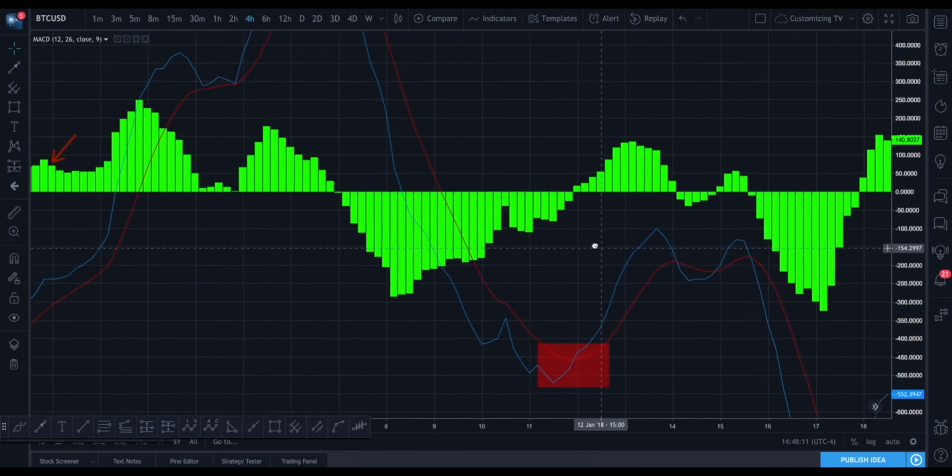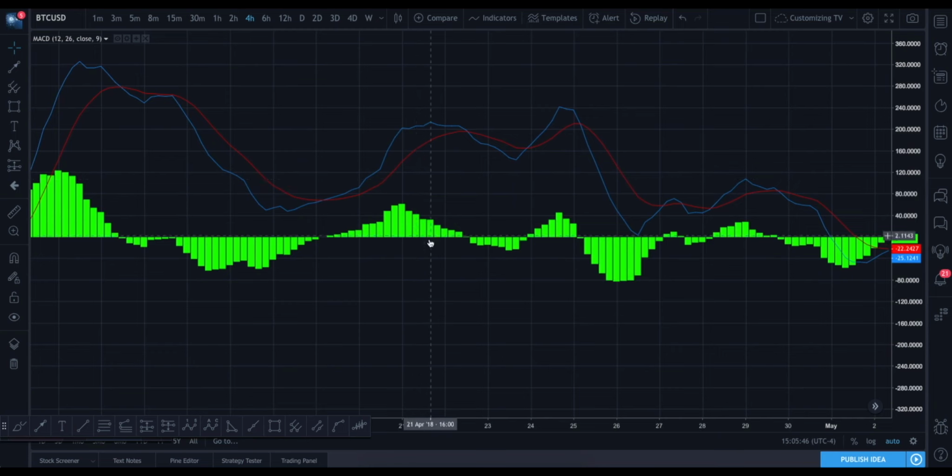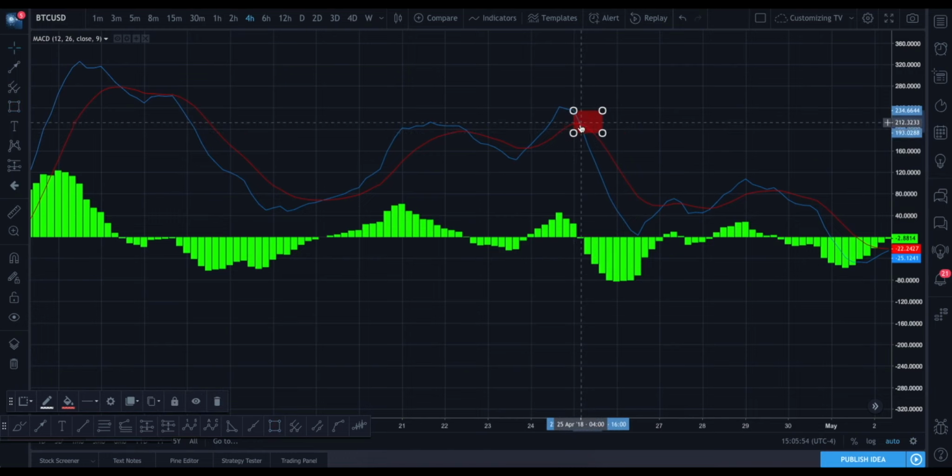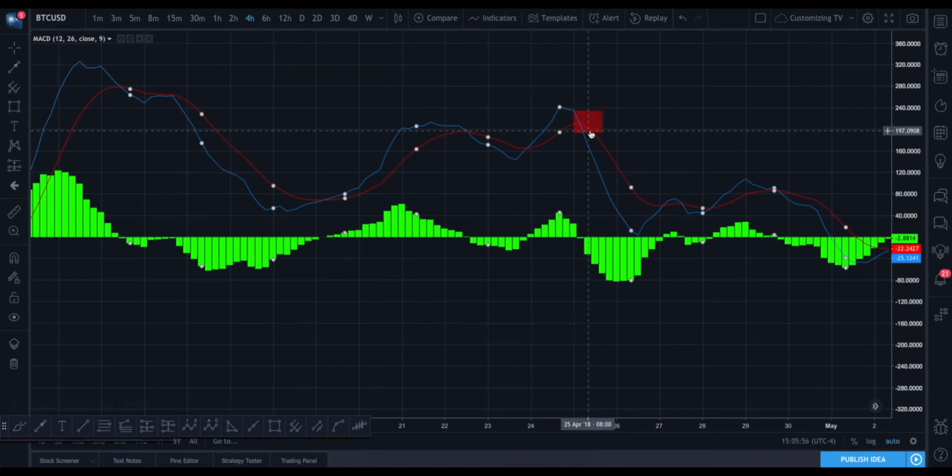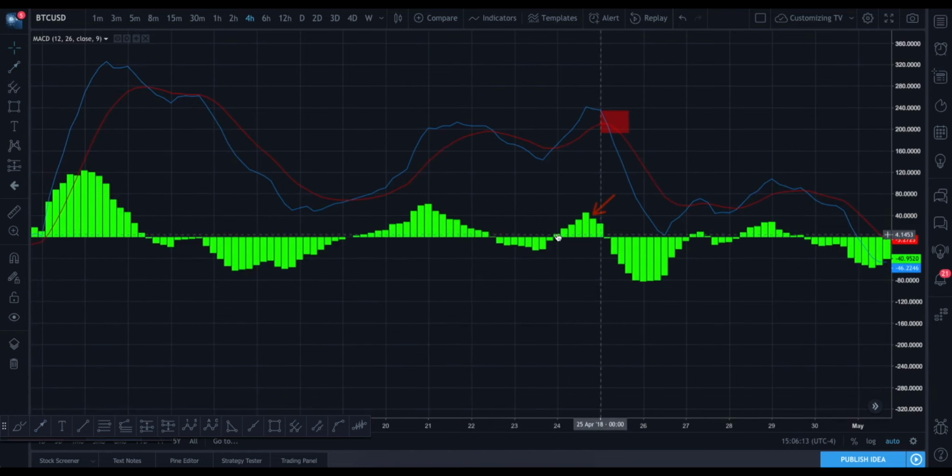So let's see in this example right here. We're still in Bitcoin's 4-hour chart, and now we're in April. If you're applying the crossover strategy, you would have sold right here, right? You would have sold or gone short right there. But if you were using the tick strategy, you would have sold right here. Now you may be thinking, hey, is this such a big difference? Does it even matter? Yeah, it quite matters because it's a huge difference.